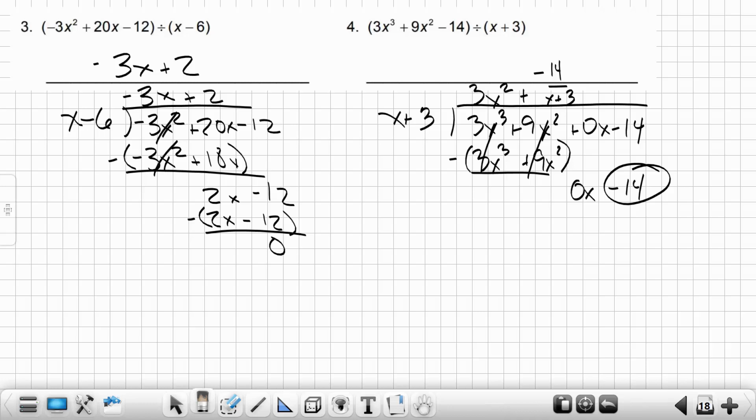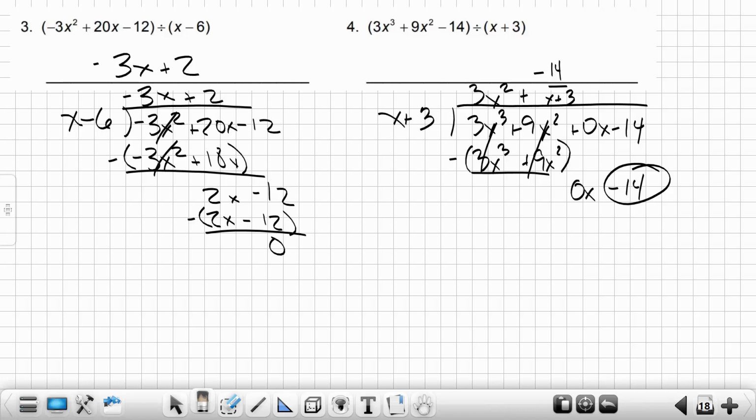Dylan: What if you can't go into it at all? It can't. That's what happened. I have a remainder. I know, but what if you had a problem where you can't go into it? Oh, then you wouldn't do it. That's all there is to it. Yes? Should you put the 0x because of the x plus 3? Because it goes power of 3, power of 2. The next one should be power of 1, but it's missing.